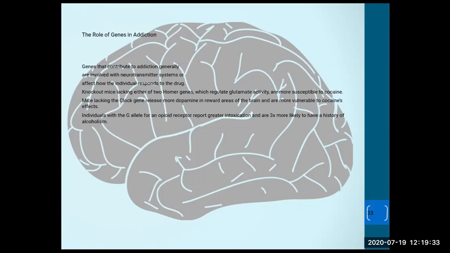insert or remove genes in the mice and then breed those mice, and the next generation will be born without or with the new gene.